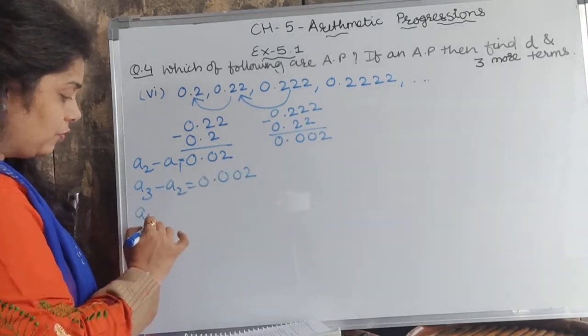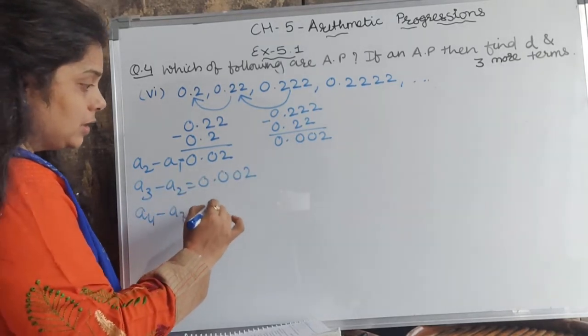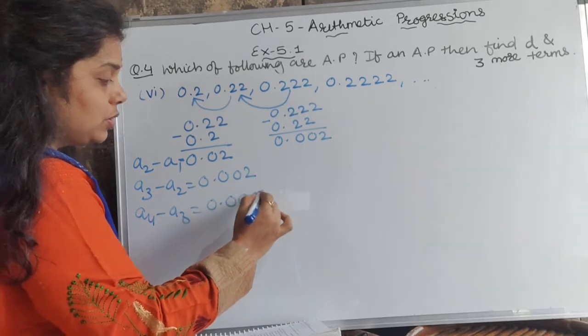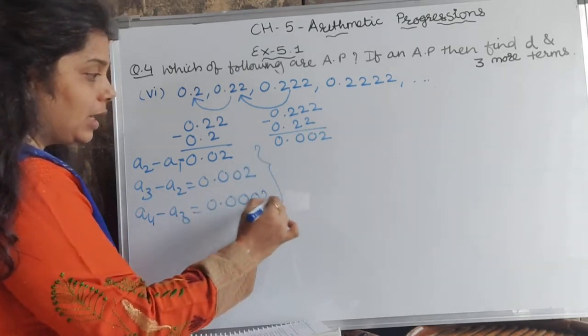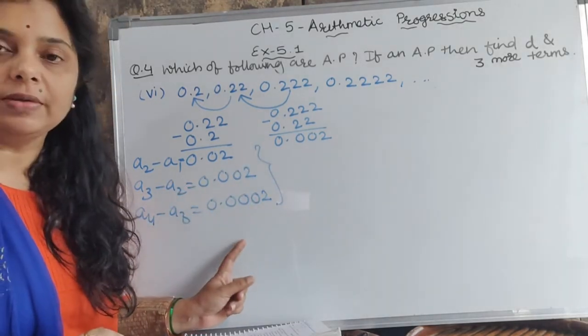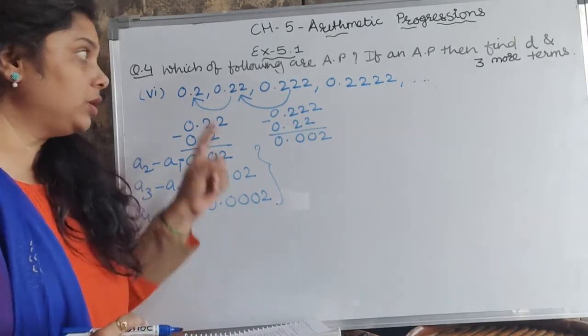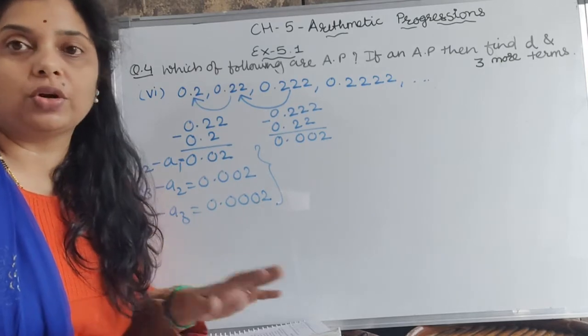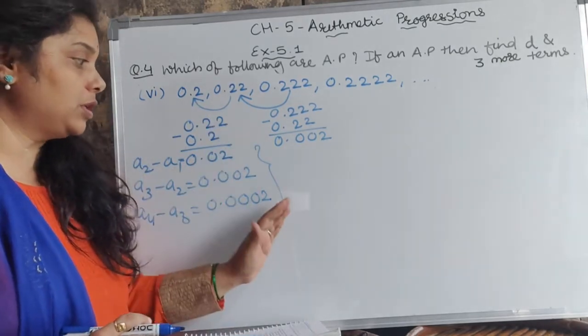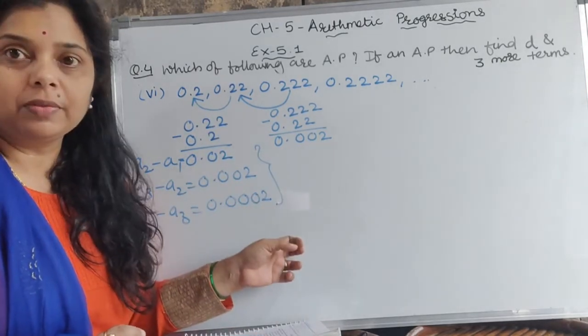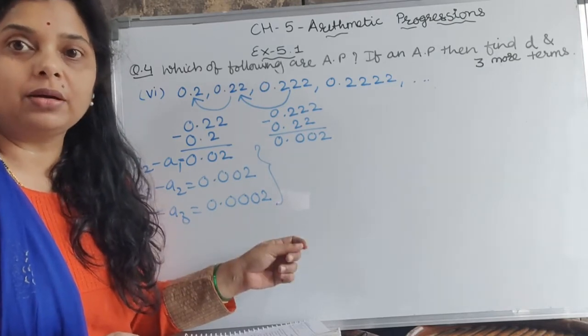Similarly, for A4 minus A3, it is 0.0002. So we can say that here the common difference D is not the same. It is different. And therefore, the given list of numbers is not an AP. I have done the rough work. You can do the stepwise method yourself.